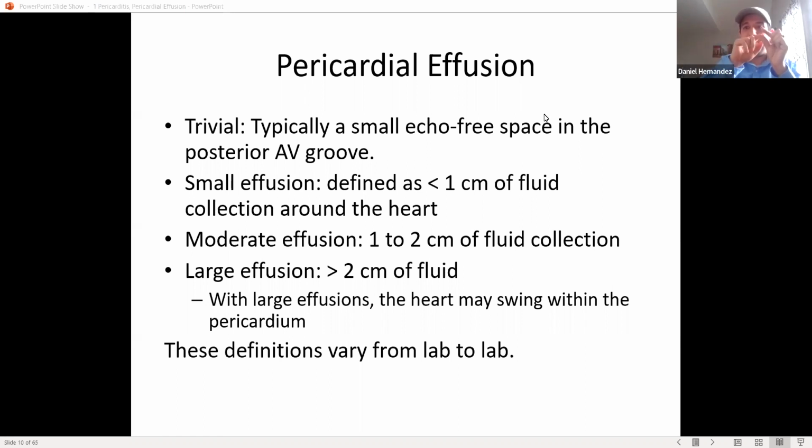That's going to be our true measurement. We're not going to do it during systole when the chamber is contracted and that pericardial effusion looks bigger. That's not a true measurement because that heart is now contracted. So again, we're going to measure when the fluid pocket or fluid dimension looks the smallest during the cardiac cycle. Typically, it's going to be during diastole.